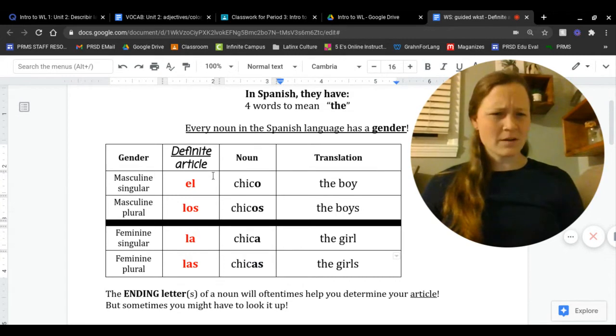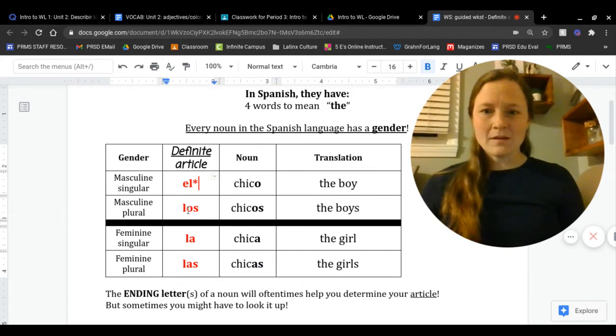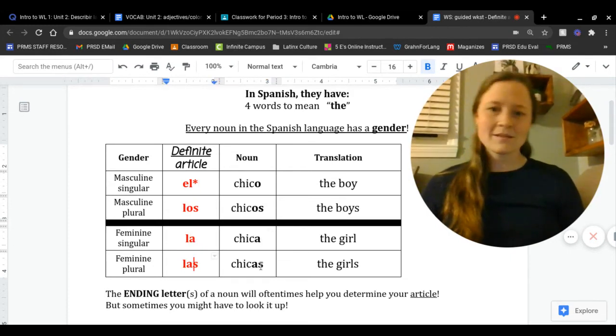So the only one that's kind of weird is el, so I'll put a little star next to it. So again, OS, OS, A, AS, AS, which is kind of nice. And again, all 4 of these words that I have here in red, they all mean "the."